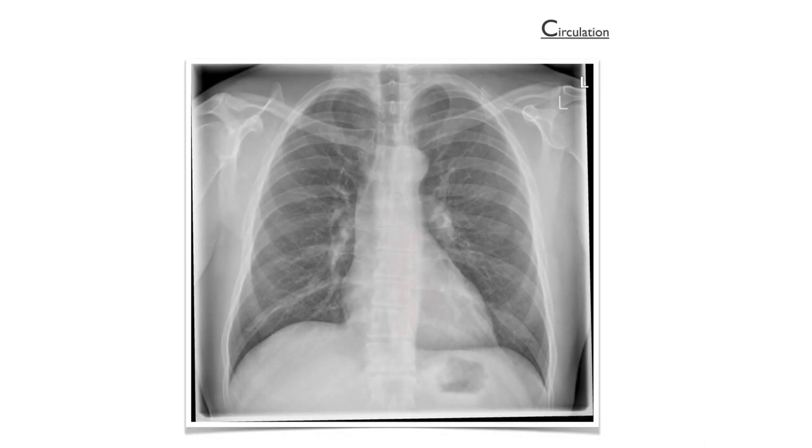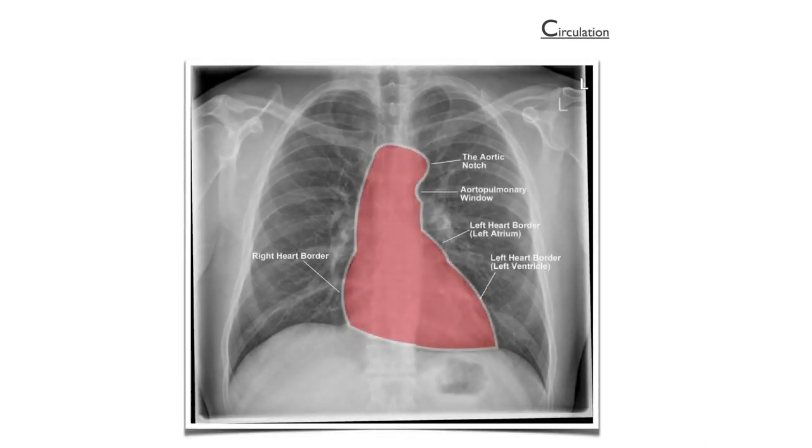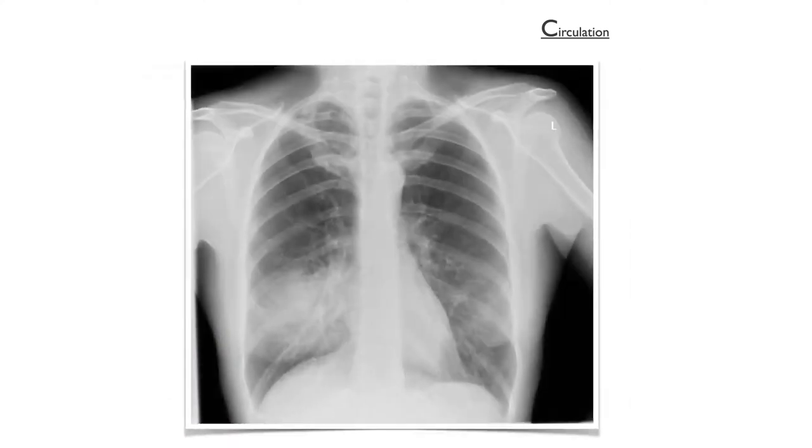Circulation. In this section of our mnemonic, we review the heart silhouette. Trace the heart border, paying particular attention to the aortic notch and the left and right heart borders. Look for swelling of these borders, which may be suggestive of an aortic or ventricular aneurysm. Note that loss of the heart border is suggestive of disease in the adjacent lung lobe. For example, in this image you can see loss of the right heart border caused by right middle lobe consolidation.